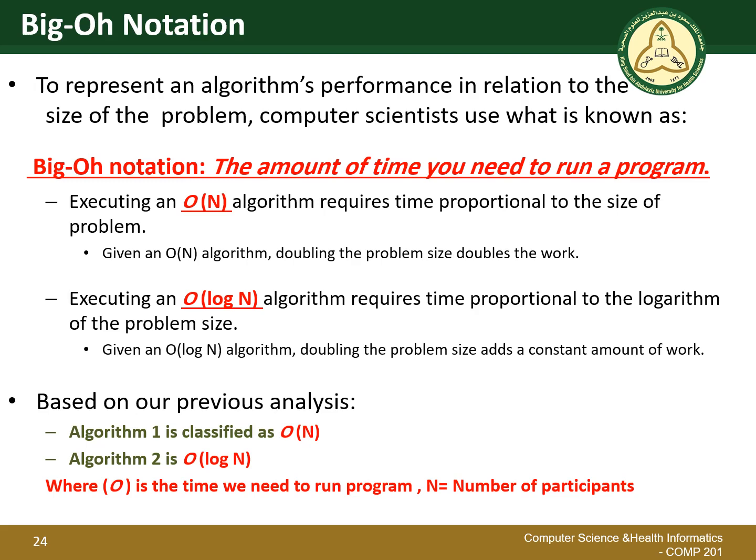Where a big O log n algorithm means this algorithm requires time proportional to the logarithm of the problem size. So given a big O notation log n algorithm, doubling the problem size or the input just adds a constant amount of work. Example, algorithm 2. Algorithm 2 is classified as big O notation log n.